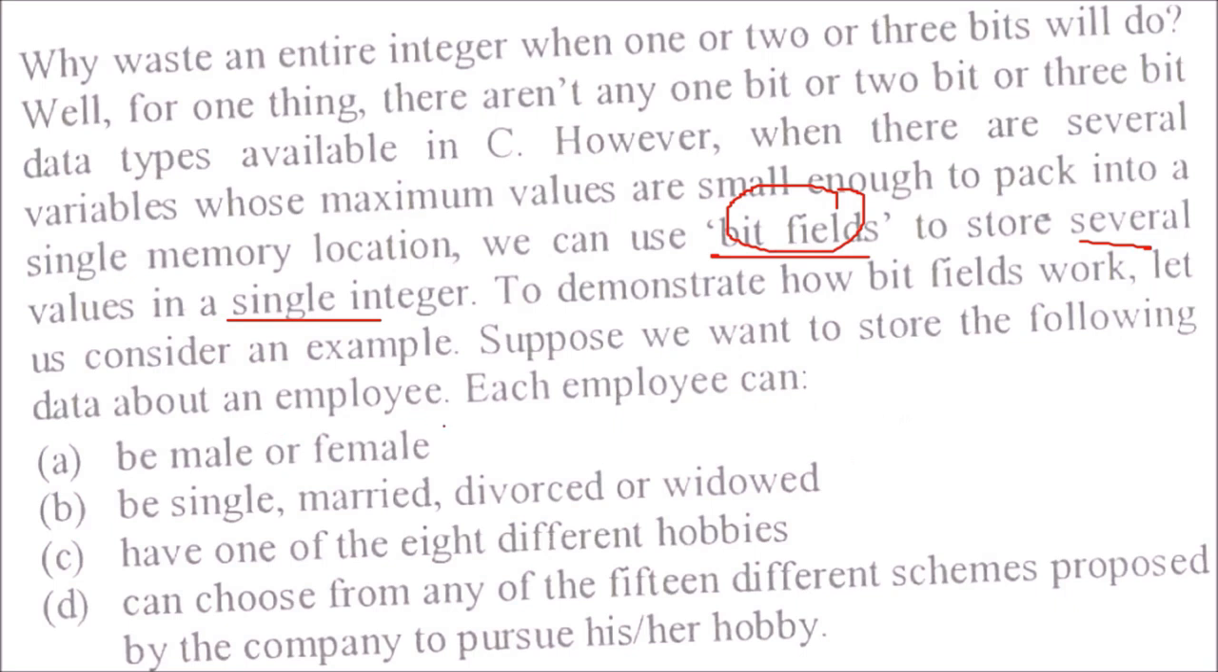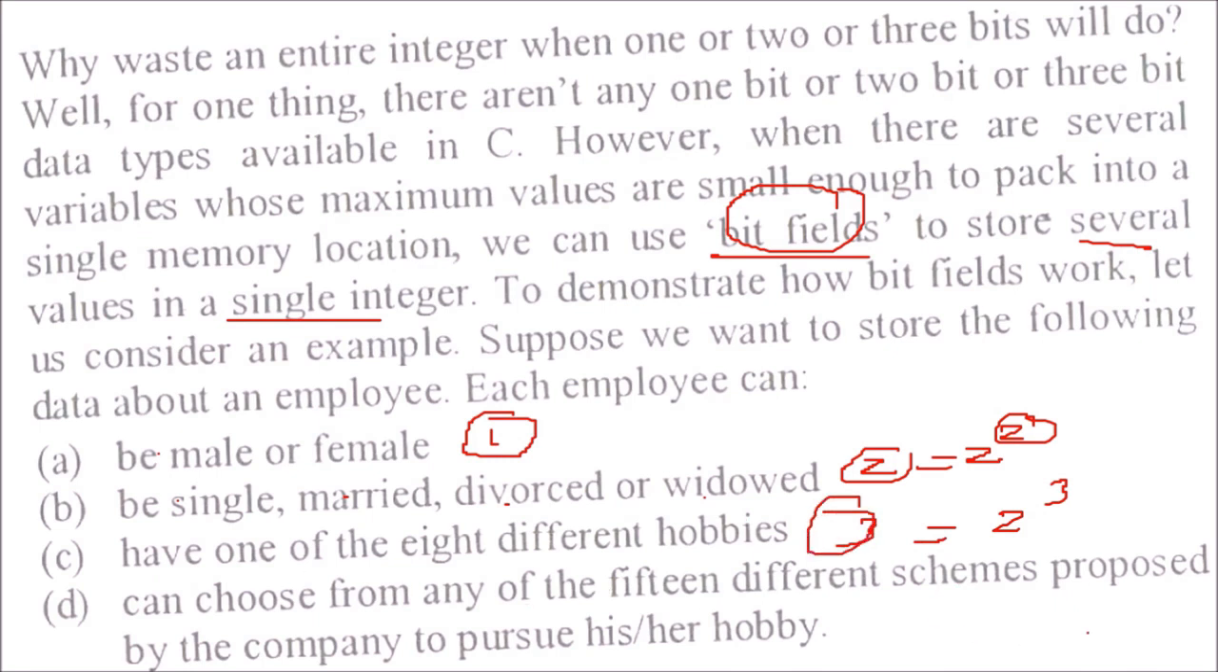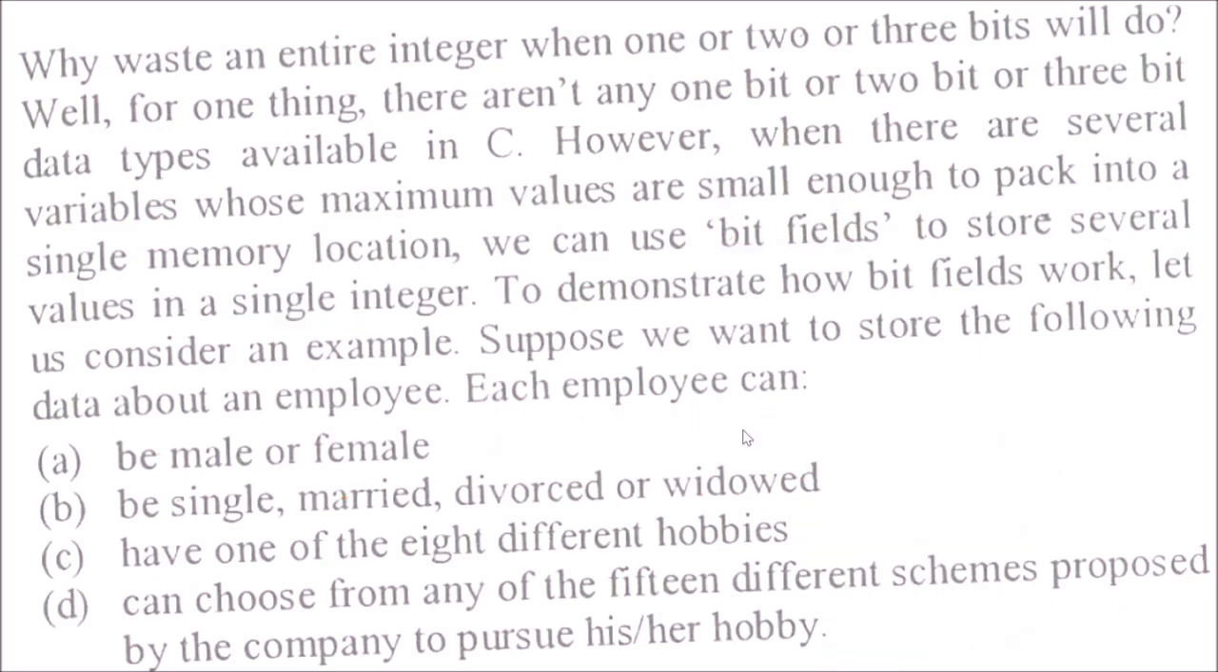Each employee contains, say, male and female. So here we require only 1 bit. Single, married, divorced and widowed. So we require 4, that is only 2 bits are required. This is 2 squared, so 4. Have one of the 8 different hobbies, so we have 2 to the power 3, so I require only 3 bits. Can choose from any of the 15 different schemes, so say 2 to the power 4, we have 4 bits here. 1, 2, 3 and 4. So these many bits are required.